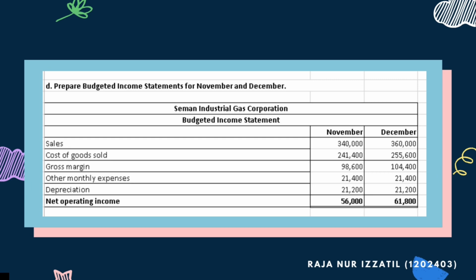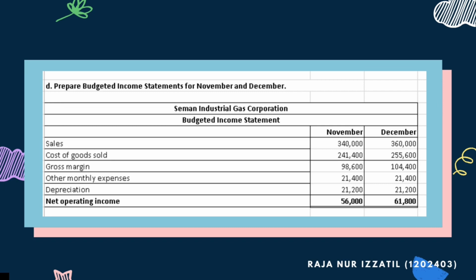For cost of goods sold, from the additional information, the cost of goods sold is 71% of sales. So we take the amount of sales for November, 340,000, and we times by 71%. Then we will get the 241,400 for cost of goods sold for November. And then for December, 360,000 times by 71%. Then we will get the cost of goods sold, 255,600 for December.